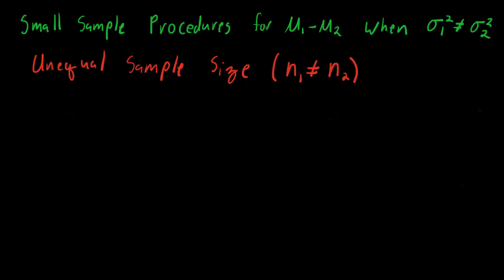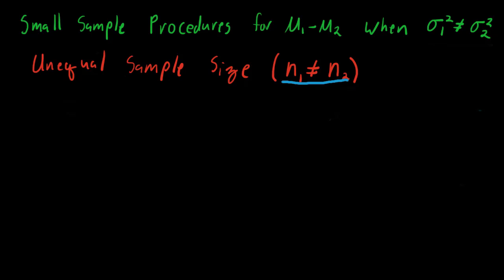In this video, we're going to take a look at the changes that we make to the small sample procedures for mu1 minus mu2 when we have sigma 1 squared is not equal to sigma 2 squared. So in a previous video, we looked at what we can do when we have equal sample sizes, and in this video, we're going to take a look at what we do when we have unequal sample sizes. So when n1 does not equal our n2 value.